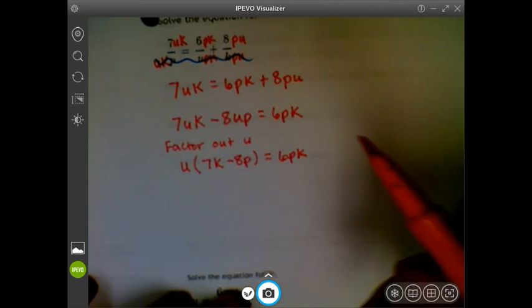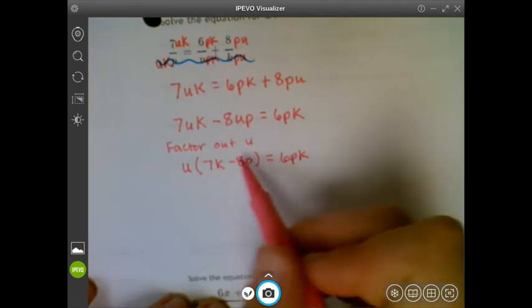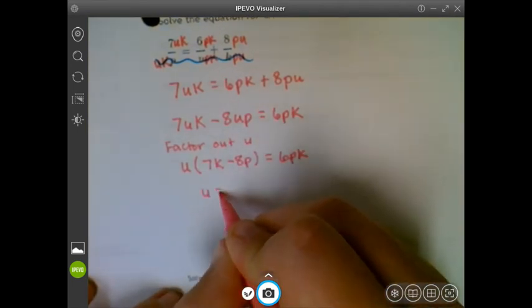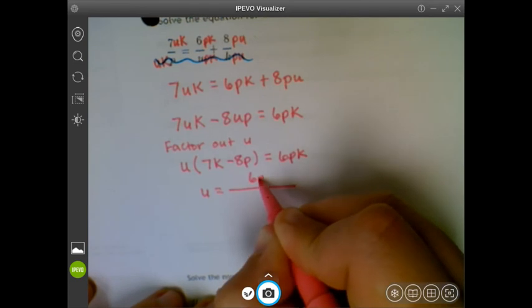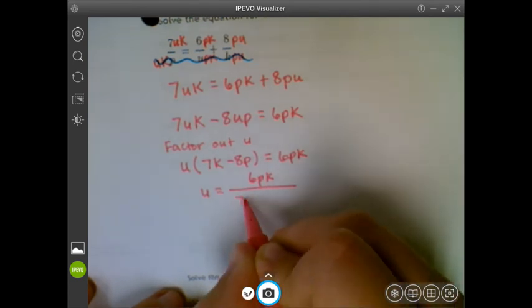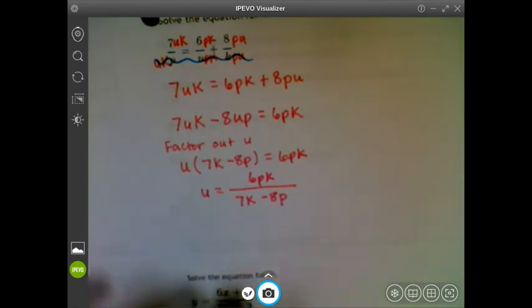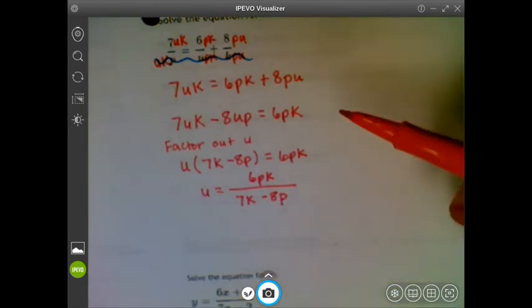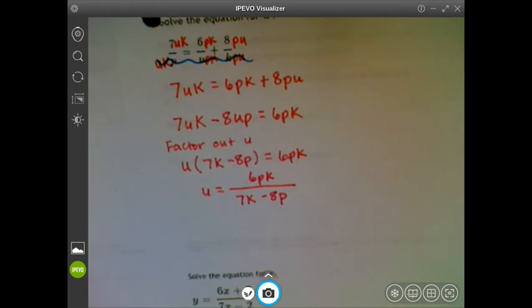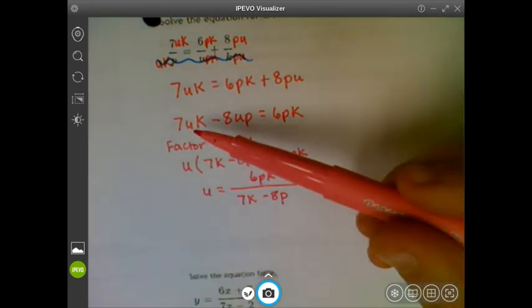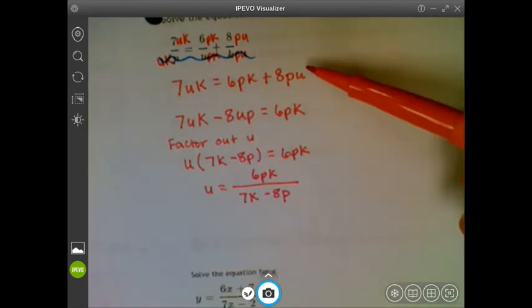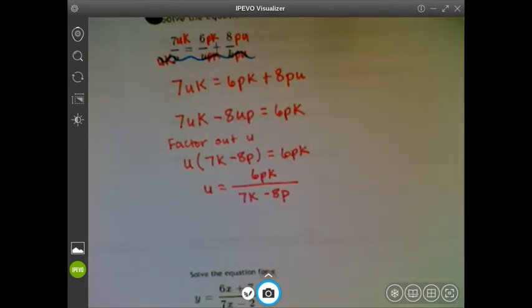And then the final step is U times something, and you can get rid of the times by dividing. So it'll be 6pk divided by 7k minus 8p. We did this strategy of factoring out a variable when we were talking about inverse functions as well. It's a useful strategy if you're trying to solve for a specific variable and you end up with multiples of them. So you have multiple U's in your equation here. So put them on the same side, factor them out.